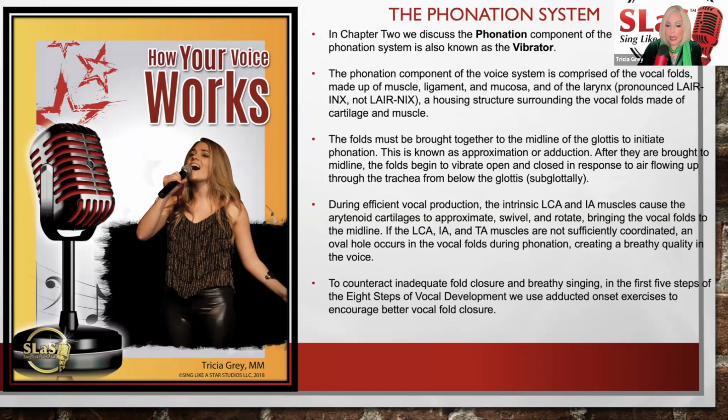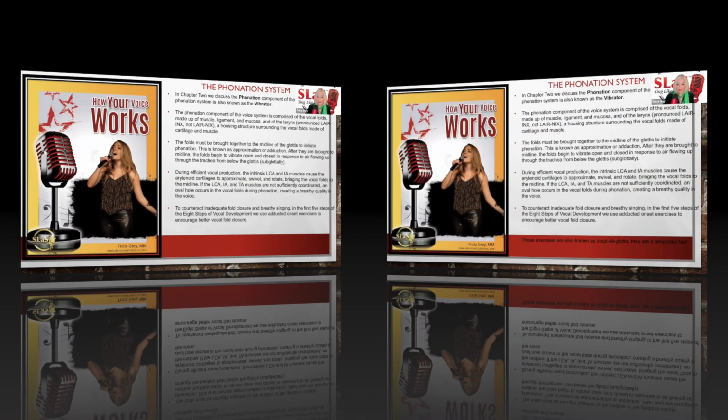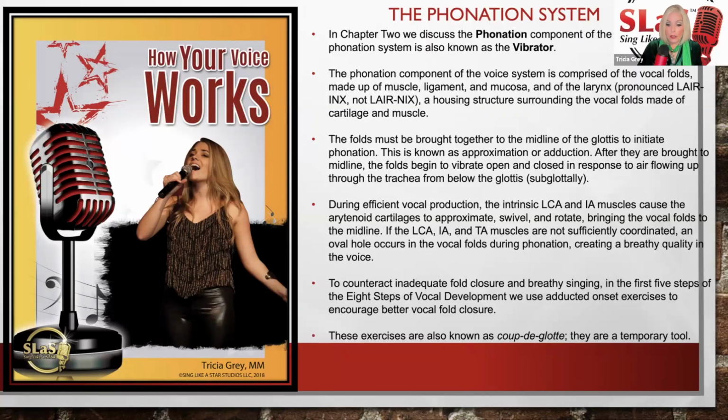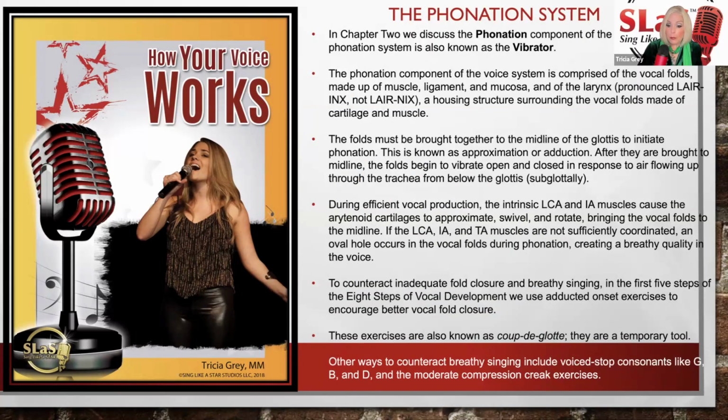To counteract inadequate vocal fold closure and breathy singing, in the first 5 steps of the 8 steps of vocal development, we use adducted onset exercises to encourage better vocal fold closure. These exercises are also known as coup de glotte. They're a temporary tool. Other ways to counteract breathy singing include voiced stop consonants like G, B, and D, and the moderate compression creak exercises.